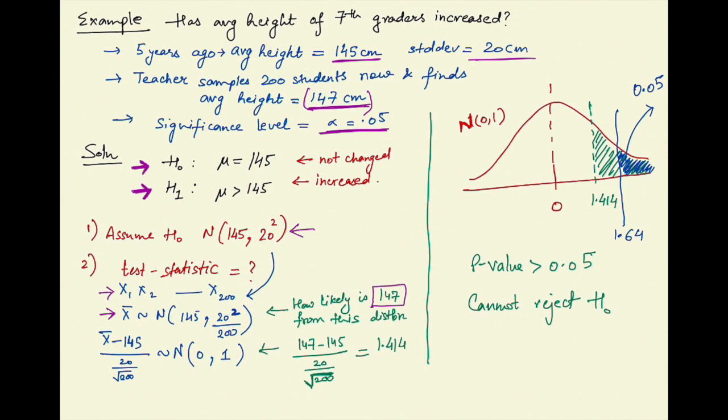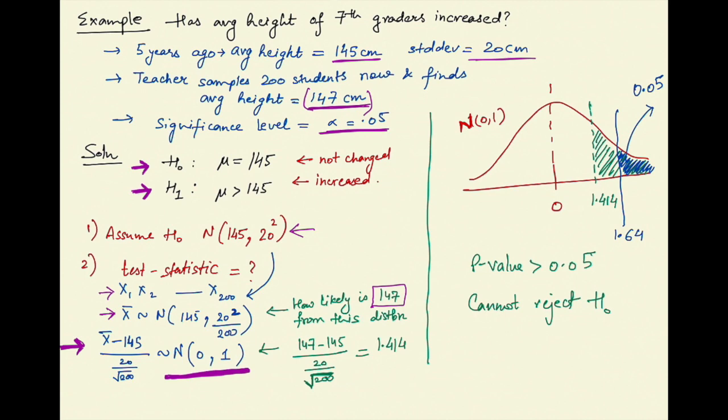So if 147 is likely to be from this distribution, then the p-value will not be very small, but if it's not likely from this distribution, then the p-value will be quite small. So finding whether 147 belongs to this distribution is similar to finding whether (147 minus 145) divided by (20 by root 200) belongs to the normal distribution 0, 1. Again, this is basic probability mathematics, and you can google it if you can't understand this step, or maybe I'll create another video sometime for that.